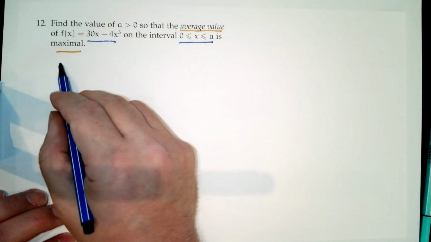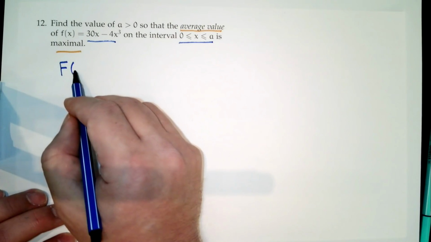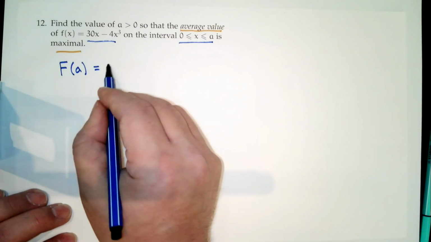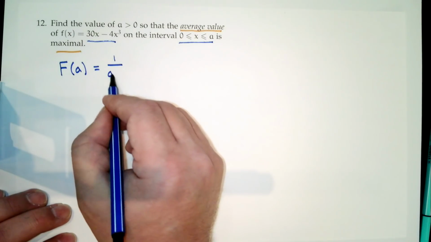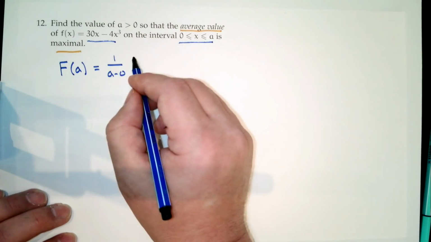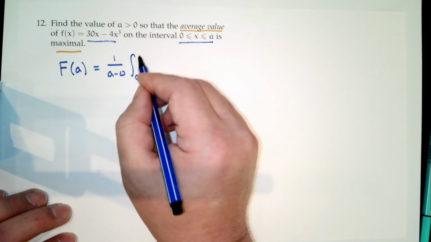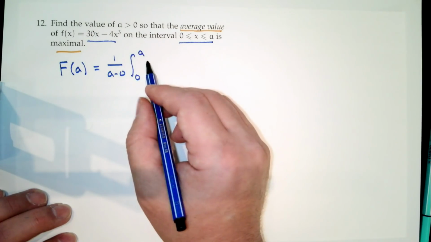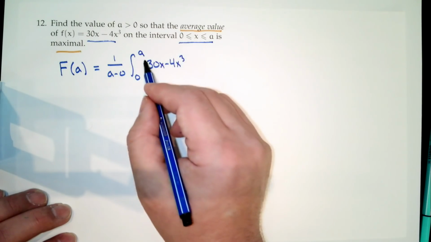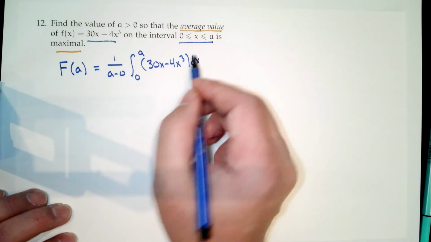I'll just call it capital F for now. Capital F for given a. Average value for given a. So that's 1 over a minus 0, and that's coming from these endpoints. Integral 0 to a of the function 30x minus 4x cubed dx.